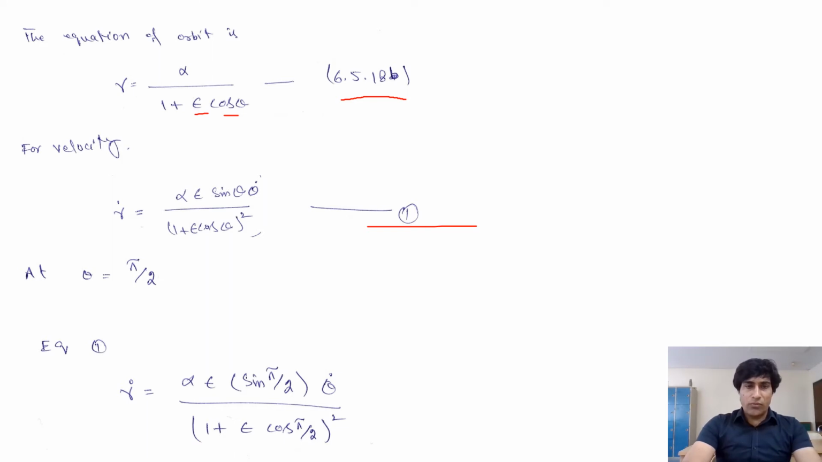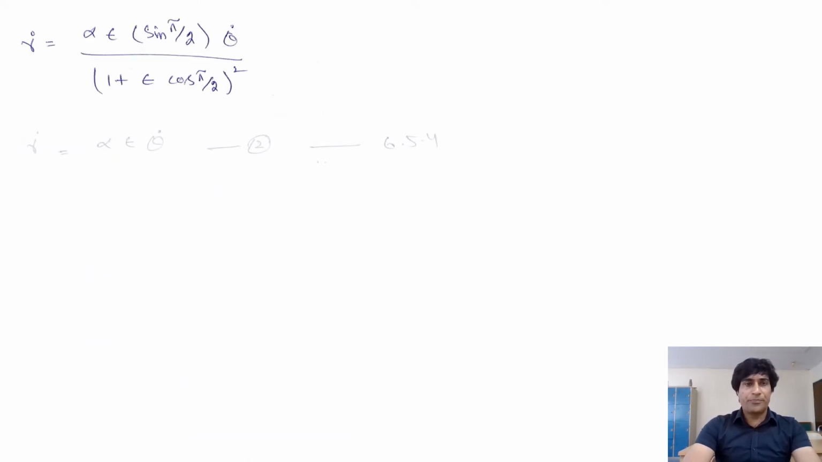So equation 1 becomes, with the value of theta substituted: you know that sin 90 equals 1 and cos 90 equals 0. After simplification we get r dot equal to alpha e theta dot. This is equation 2, and you can also find it in your book as equation 6.5.4.